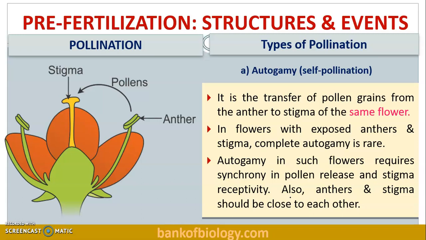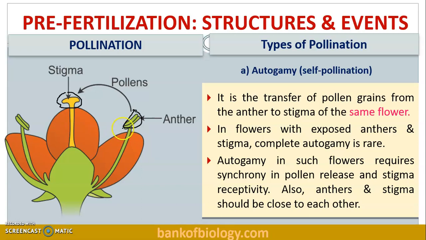In this type of pollination, the pollen from the anther, the male part, is transferred to the stigma within the same flower. In this slide you can see this is the anther, the male part of the flower, and this is the stigma, the female reproductive structure. The condition for self-pollination, for autogamy, is that the flower must be bisexual. Bisexual means the flower contains both sexual structures, male as well as female.